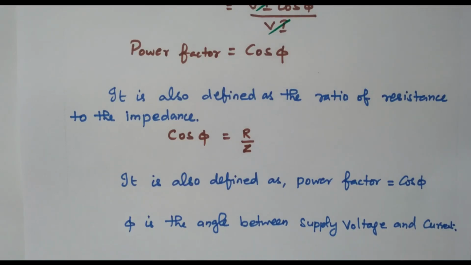So in this video we discuss the RL series circuit, where a resistor and inductor are connected in series. What is the behavior of the circuit with respect to voltage, current, phase angle, impedance, power factor, power triangle and other related terms. Thank you.